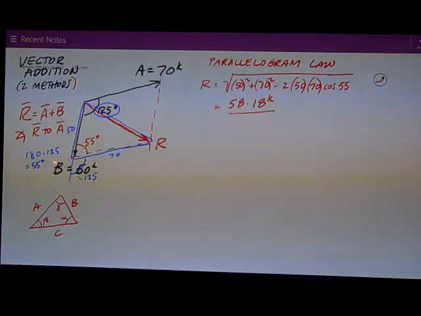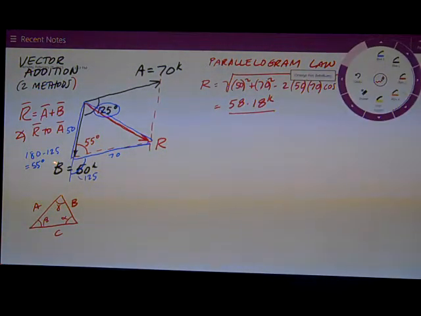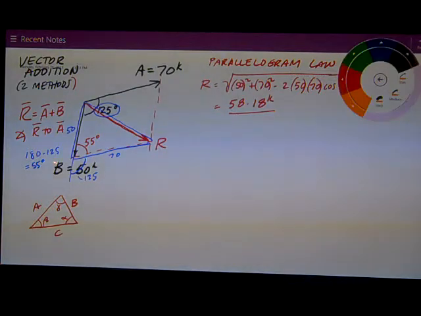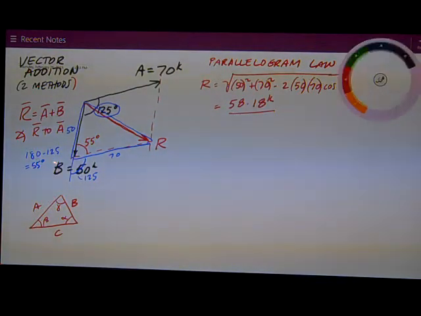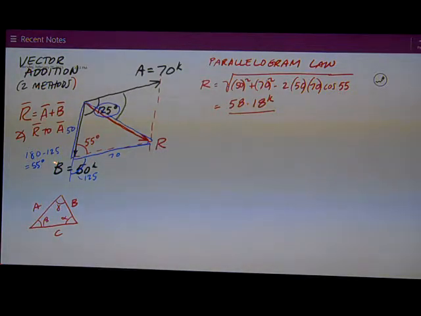So that's one answer. Now I want to know, what is this angle between the resultant and A? I want to know this angle right here. Let's call it theta.